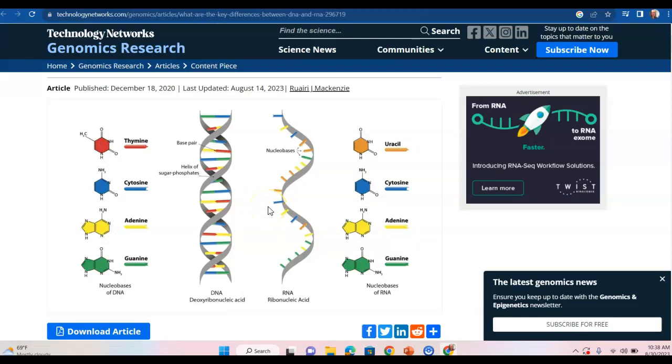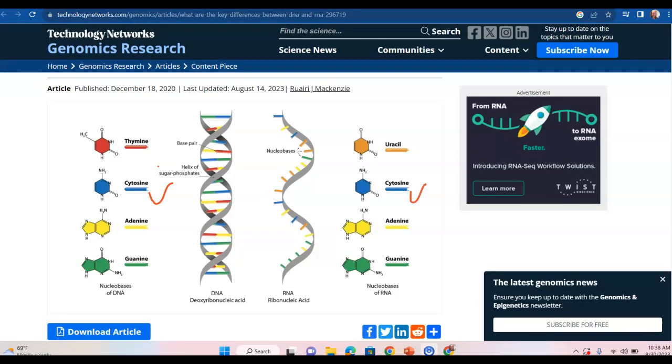Okay, here's a difference between DNA and RNA. So DNA is a double alpha helix, RNA is one strand. They both have these three bases: cytosine, adenine, and guanine. DNA has thymine, RNA has uracil. Why?